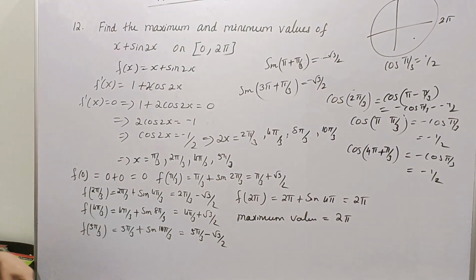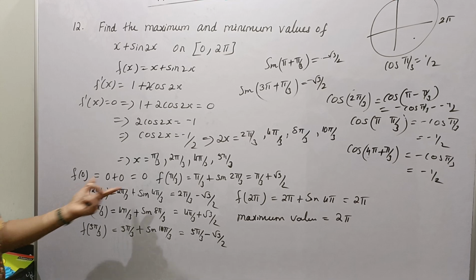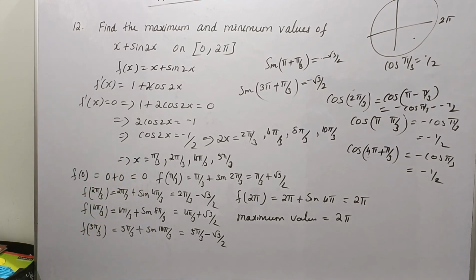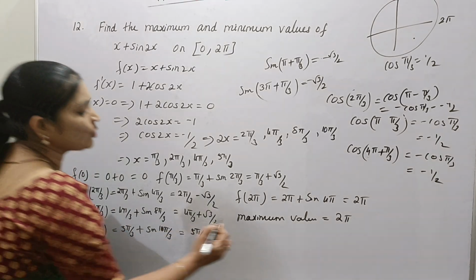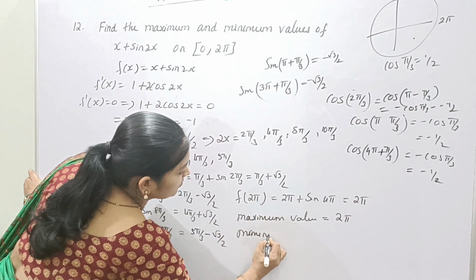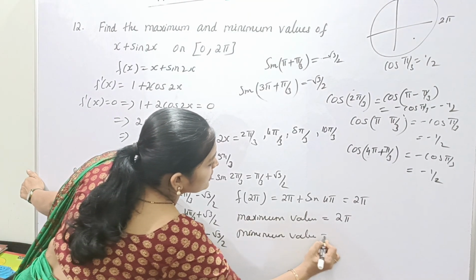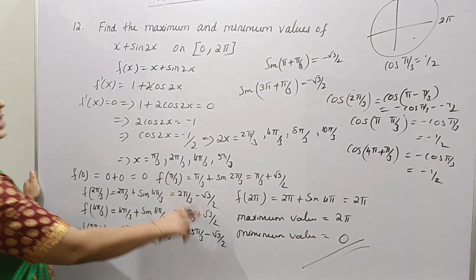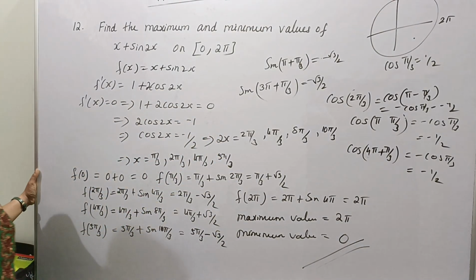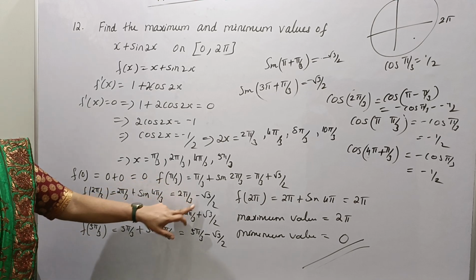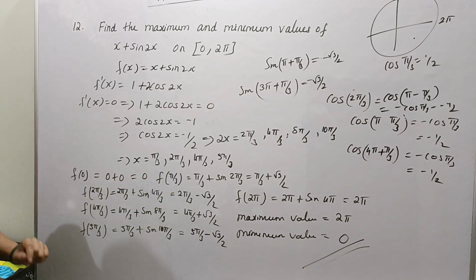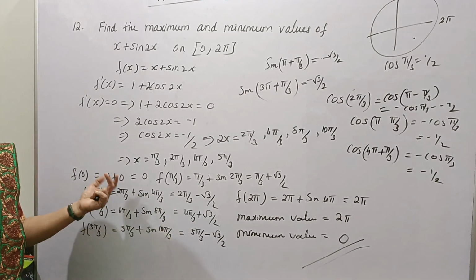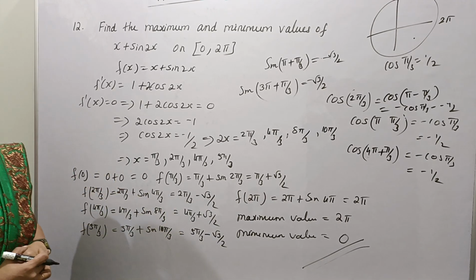Then what is the minimum? No doubt the minimum is 0, right? So the minimum value of this function is 0, that is, the minimum of these values is 0. Therefore, the minimum value of the function is 0 and the maximum value of this function is 2 pi.